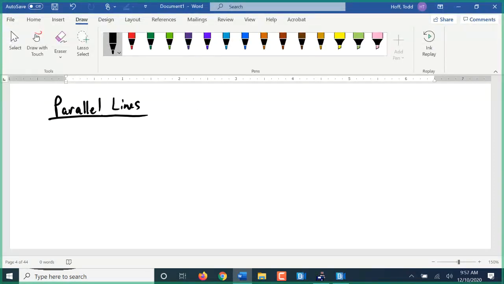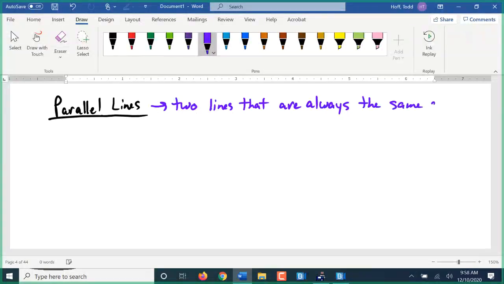Parallel lines, the technical definition, are any set of lines that are always the same distance apart. In technical and mathematical terms, they call it everywhere equidistant. That just means they're always the same distance apart.